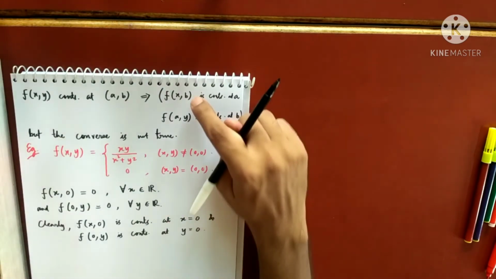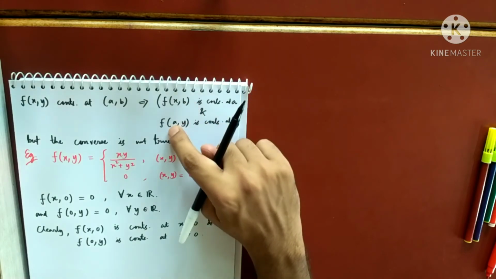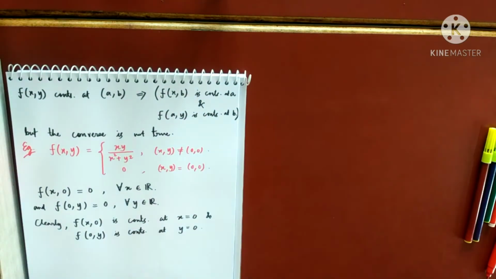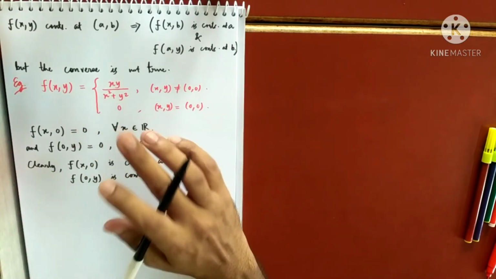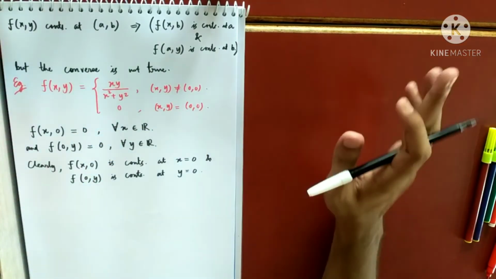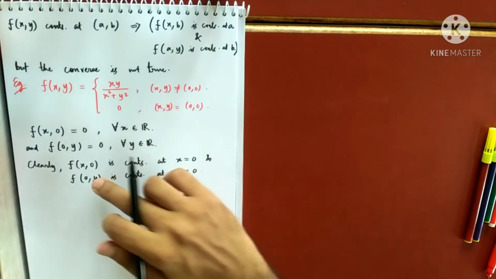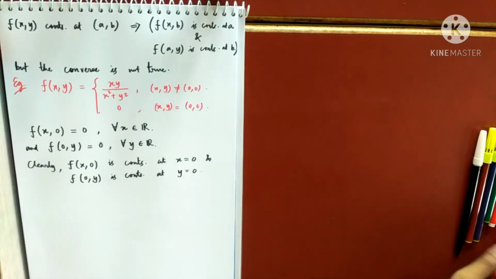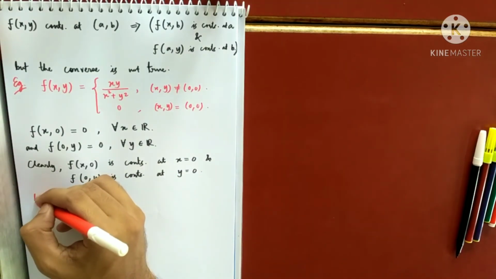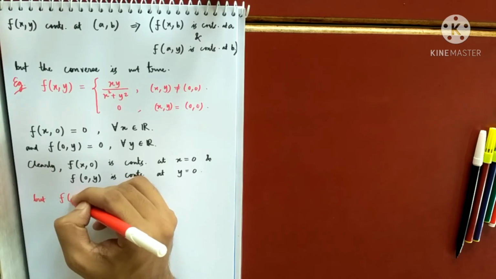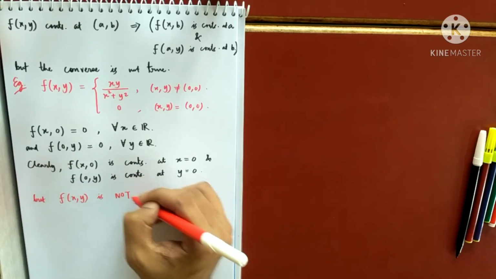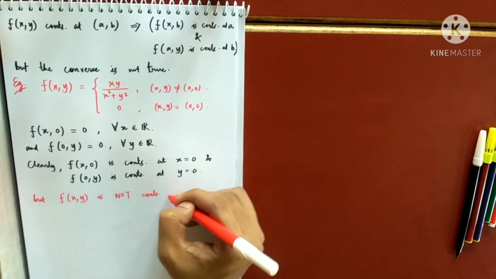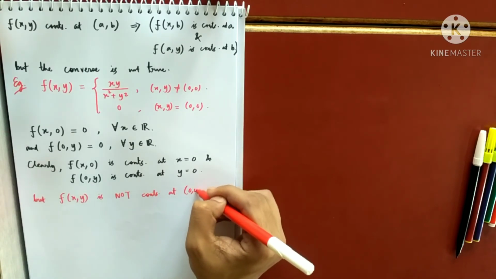So for both of these functions I am choosing b to be 0 and a to be 0. Both of these functions are continuous, this one at x equals to 0 and this one at y equals to 0. But f of x comma y is not continuous at 0, 0.